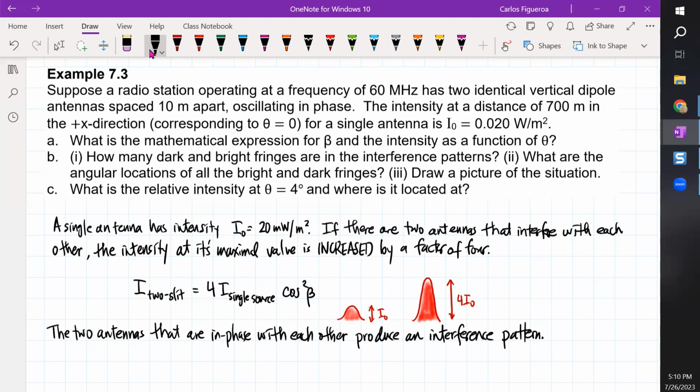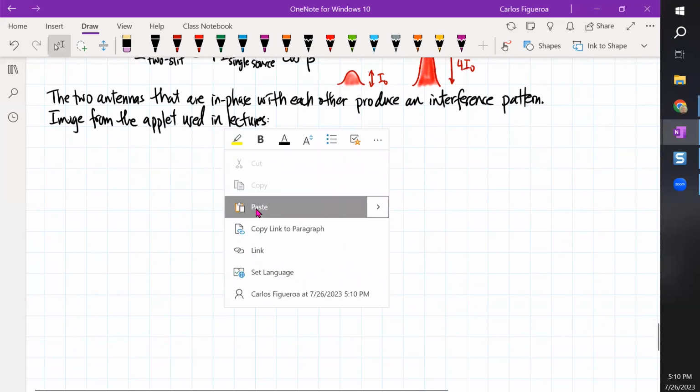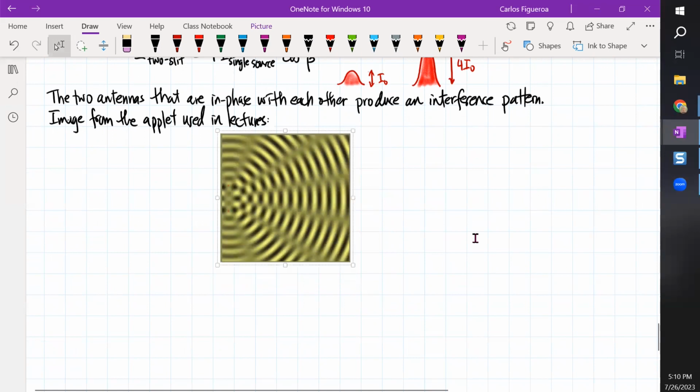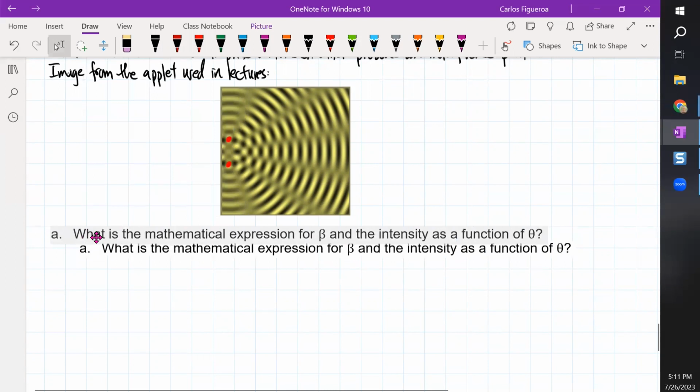And we've seen this in the applets. So this is an image from the applet used in lectures. This is what we should be looking for, this type of image. We have 2 sources, this one right here and that one right there, and this is what's producing the interference patterns, these two sources in phase. So now let's look at part A.